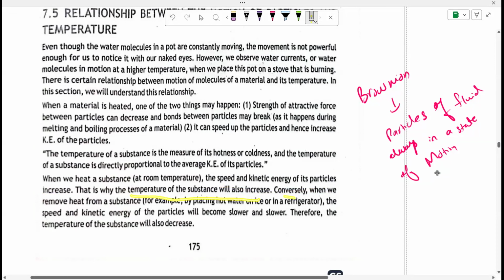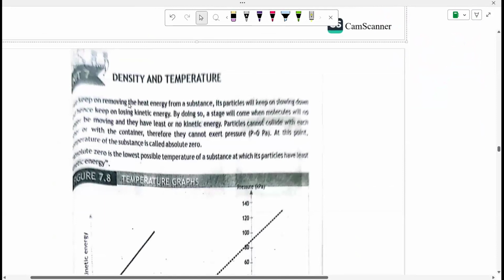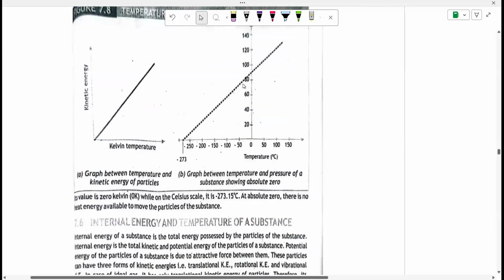Conversely, when we remove heat from a substance, the speed and kinetic energy of the particles will become slower and slower, or the kinetic energy of the particles would be reduced. That means the temperature of the system is also reduced. बाकी उसने वही डिस्कस किया हुआ है. ये जैसे temperature decrease होगा, kinetic energy of the particle भी decrease होगा.